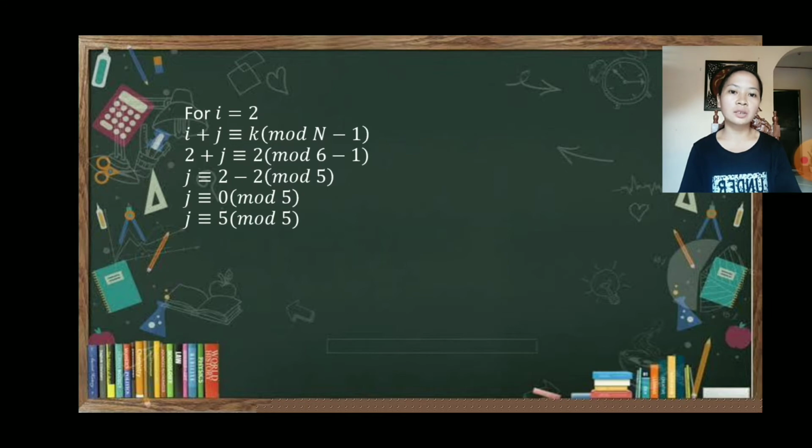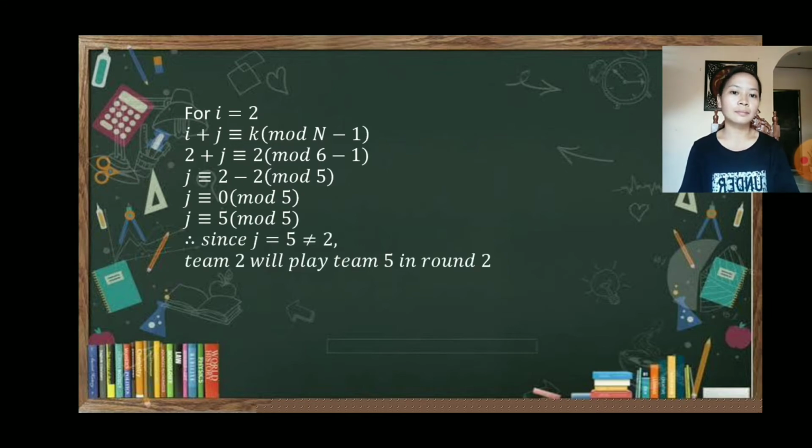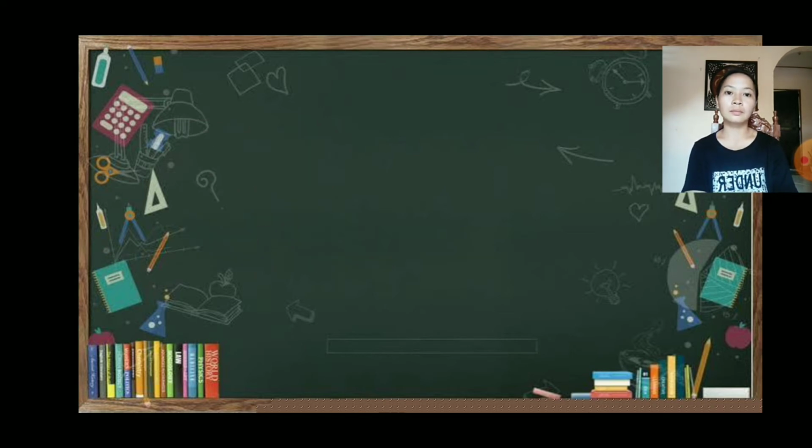So, J is congruent to 5 mod 5. Since J equals 5 is not equal to 2, Team 2 will play Team 5 in round 2. And for I equals 3.